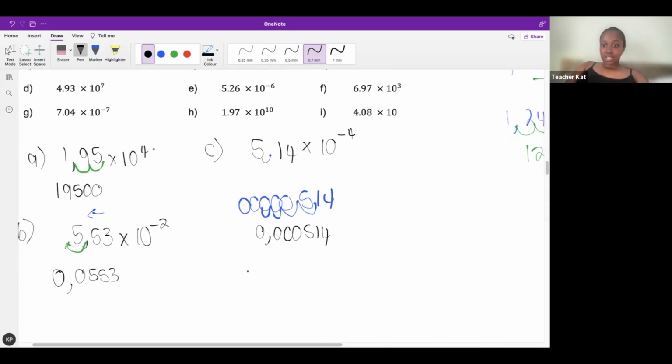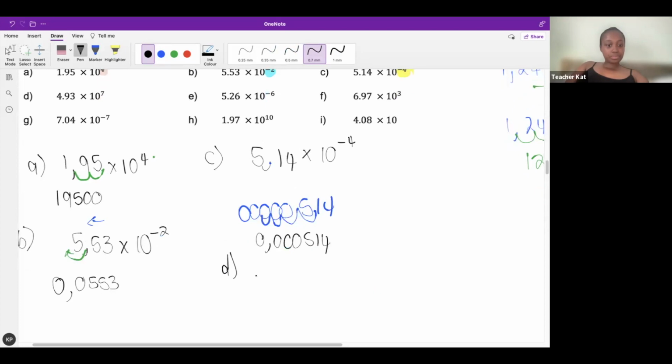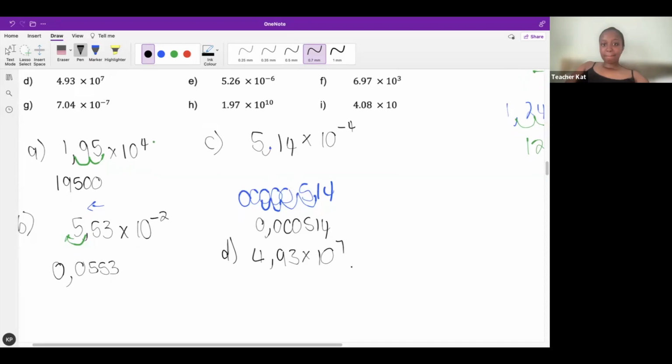And then number D, which is the last one. This is 4, 9, 3 times 10 to the power of 7. Are we going left or right? Remember, now we have a positive exponent. Nice, Tebogo.